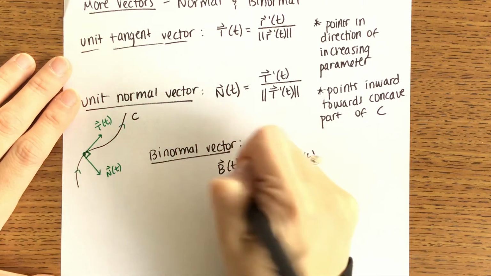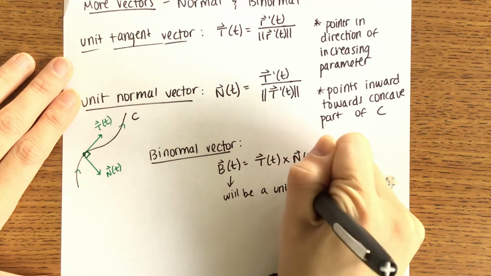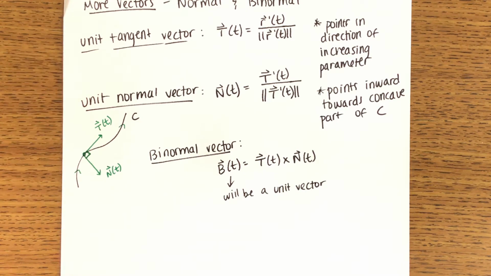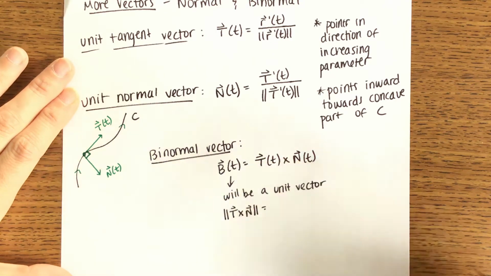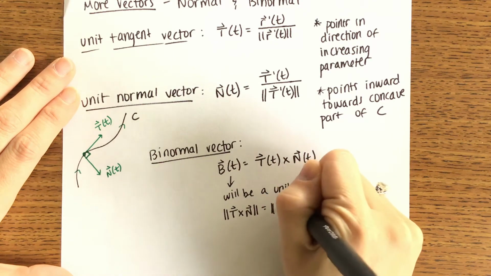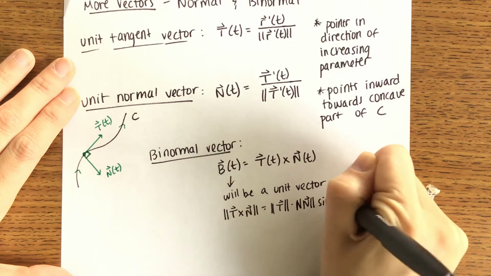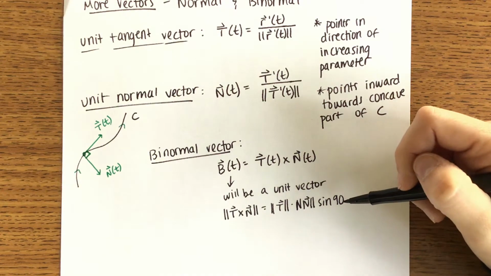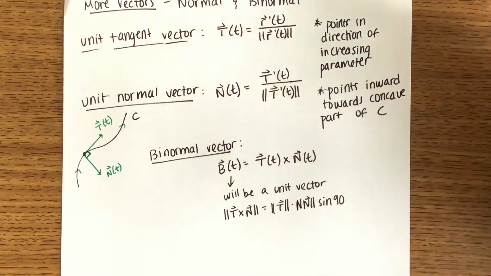Now, one thing to notice, this will always be a unit vector. So with the binormal vector, you don't have to worry about making it a unit vector. It's always going to be a unit vector, and here's why. If I take T and N and cross them and take the norm, if you remember, that's the same as the norm of T multiplied by the norm of N times sine of theta. In this case, T and N are always perpendicular, so theta would be 90, sine of 90 is 1. So this is a unit vector, this is a unit vector, hence that has to be a unit vector then.